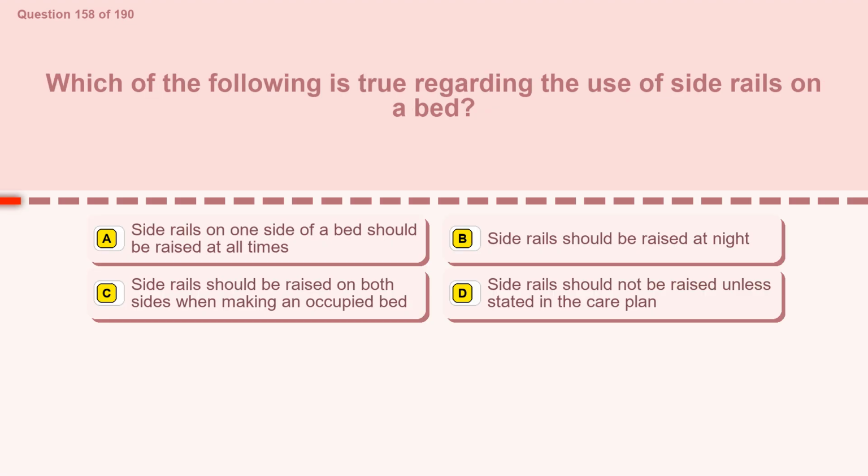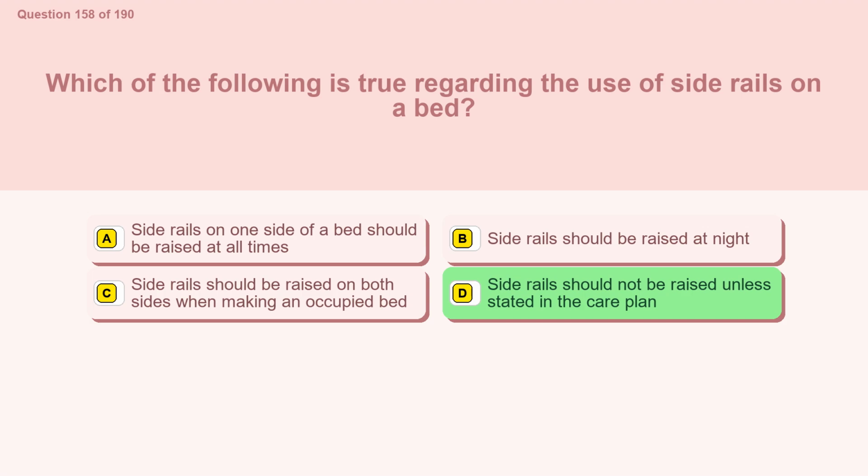Question 158. Which of the following is true regarding the use of side rails on a bed? Option A, side rails on one side of a bed should be raised at all times. Option B, side rails should be raised at night. Option C, side rails should be raised on both sides when making an occupied bed. Option D, side rails should not be raised unless stated in the care plan.